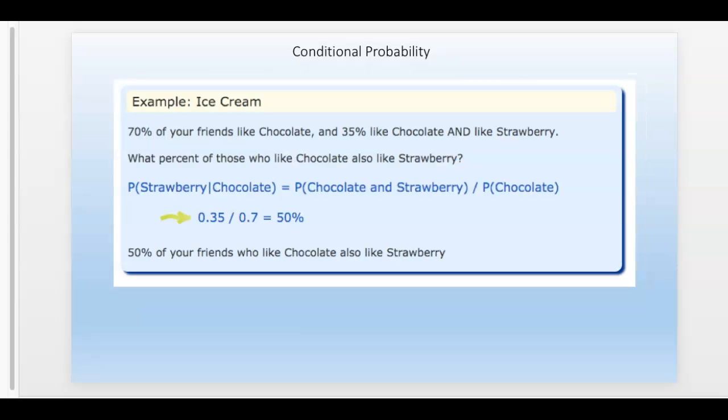As an example, say 70% of your friends like chocolate and 35% like chocolate and strawberry both. What percent of those who like chocolate also like strawberry? Again, we are limiting the original sample space to just the people who like chocolate. How many of them like strawberry? All right, so the "and" part goes on top. That's the 0.35. And the probability of just the chocolate goes on the bottom. That's the 70%, that's the 0.7. Put it in your calculator, you get 0.5 or 50%. All right. Half of your friends who like chocolate also like strawberry.